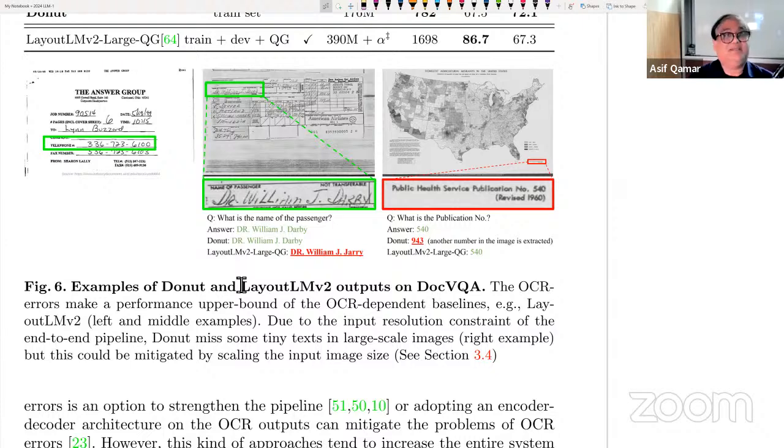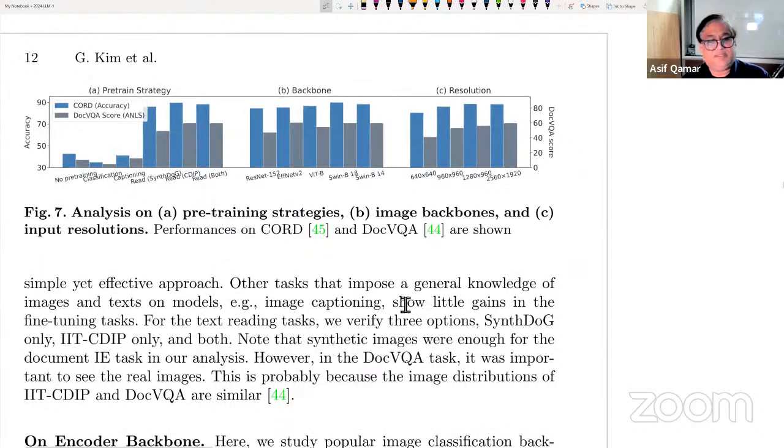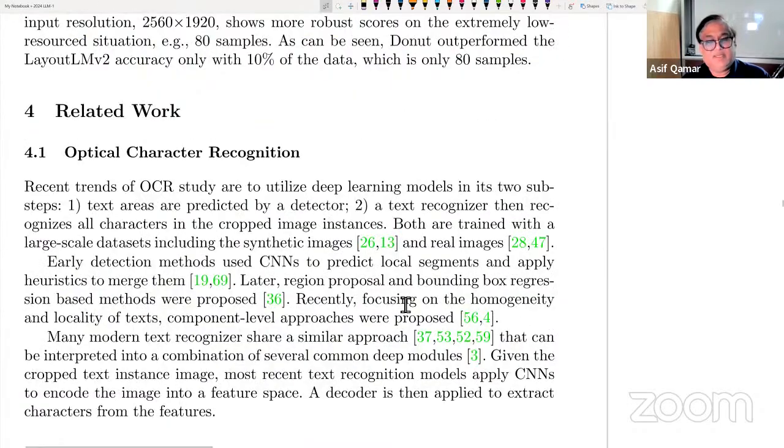Everything is very good at its task. And in this particular case, Donut misses it a little bit. By the way, LayoutLM is in V3 now. So check it out. So further studies, blah, blah, blah. I'll let you read the rest of the paper.